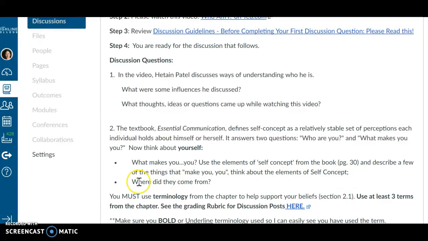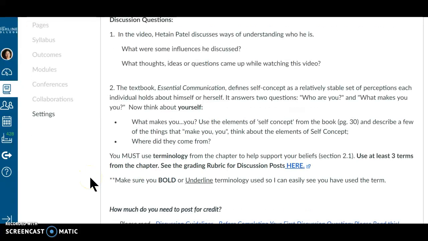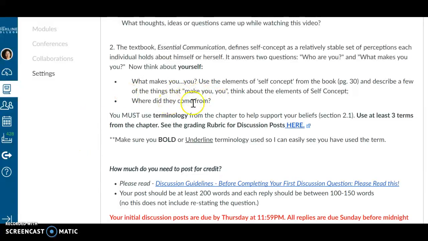Then I want you to think about, where did all of this come from, right? This comes from our socialization. This comes from how we're brought up, where we're brought up. So you need to read that section in the book in order to answer this. Then you've completed the very first part of this discussion post.